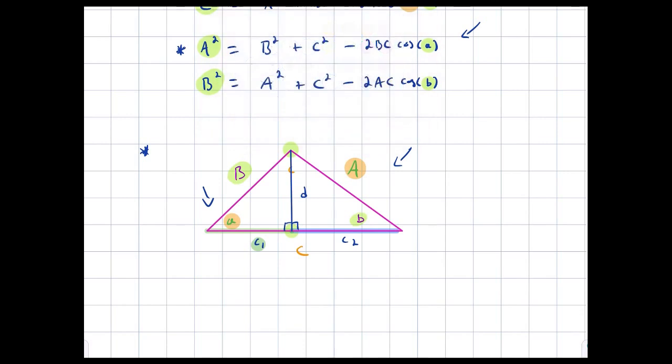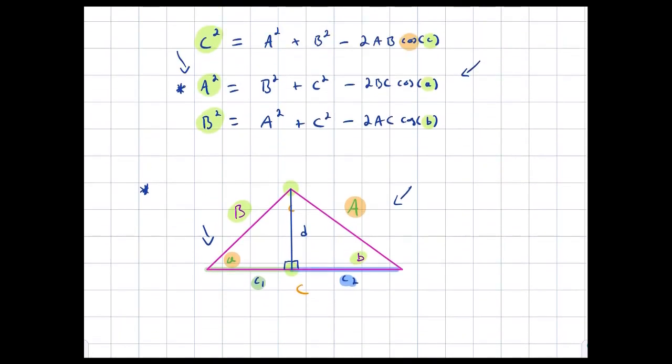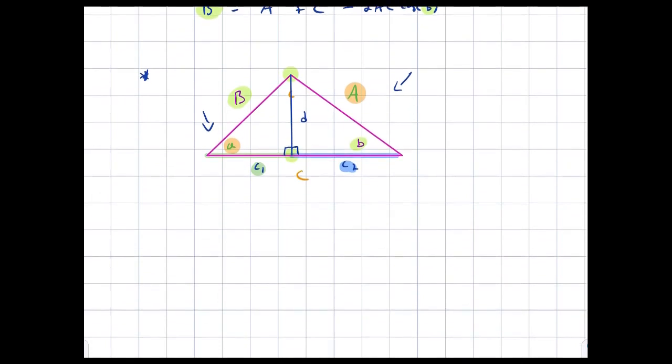And I want to be really, really careful about labeling everything and keeping it organized, because we're going to have a lot of letters floating around here, and it's really easy to get confused and forget what you're aiming for. So I want to be really, really organized about this. So I'm going to start, because I'm trying to prove something about a squared, a very good place to begin is by saying a squared is, using the Pythagorean theorem, d squared plus c2 squared, the sum of the squares of the other two sides.